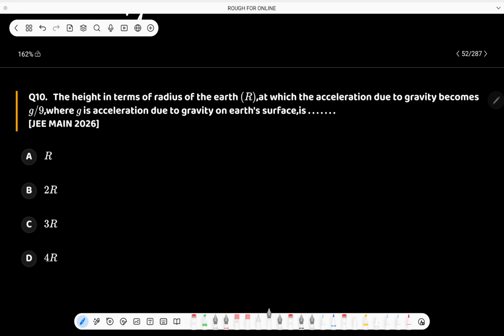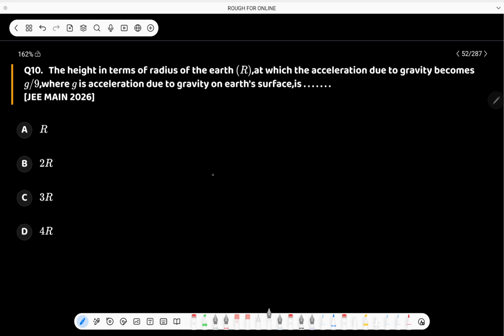Let's move to another question, question number 10. Here we have to calculate the height, in terms of the radius of earth, at which the acceleration due to gravity becomes g divided by 9. So my dear students, let's try to solve this. This question was asked in JEE Main 2026.